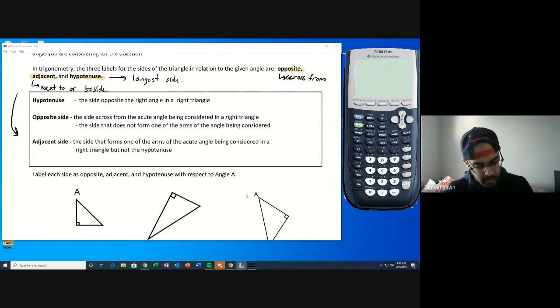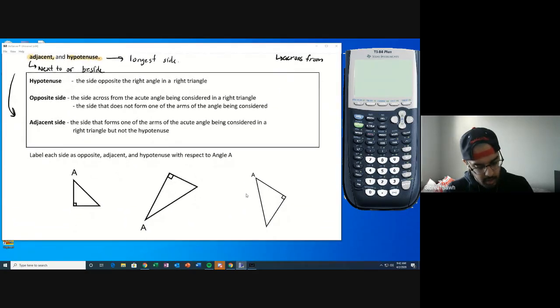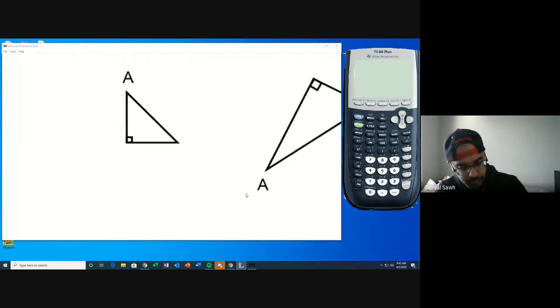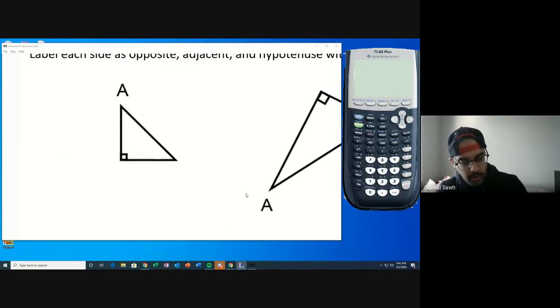Okay, so we're asked underneath to label each side as opposite, adjacent, and hypotenuse with respect to angle A. What that's really telling you is that angle A is the reference angle. Okay, that's the one we're going to use in this question. So if I take a look at the first triangle, angle A is the one that we're really concerned about.